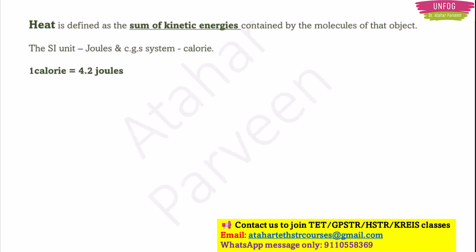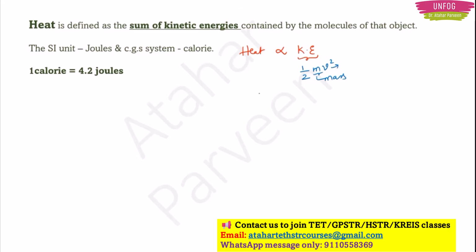Okay. Now when I say that heat is equal to the sum of kinetic energies, then I mean to say that heat is proportional to the kinetic energy, or it is equal to kinetic energy, isn't it? Now what is this kinetic energy? This kinetic energy is equal to half mv square, isn't it? Where m is the mass and v is the velocity of the molecules.